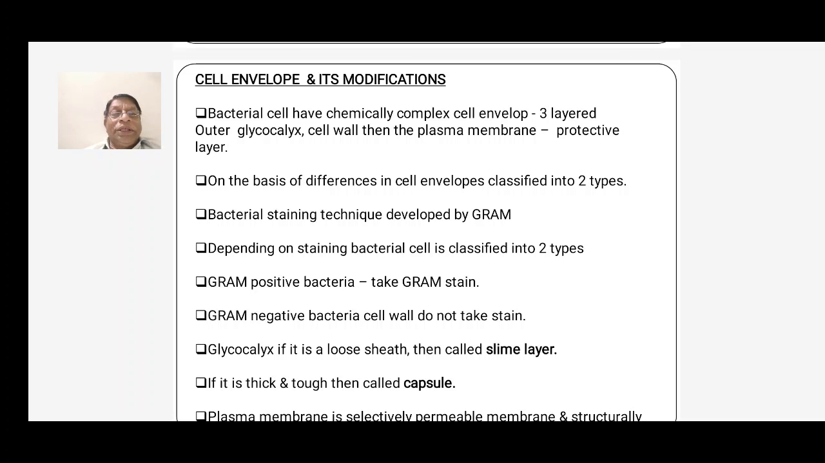Right, it is there. Gram-positive bacteria means the bacterial cell wall takes stain and appears blue color. Gram-negative bacteria, the cell wall does not take stain. This is how the bacterial cells are identified.